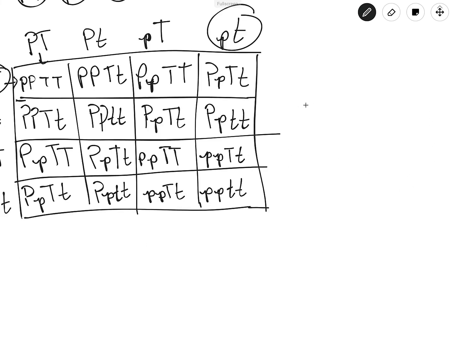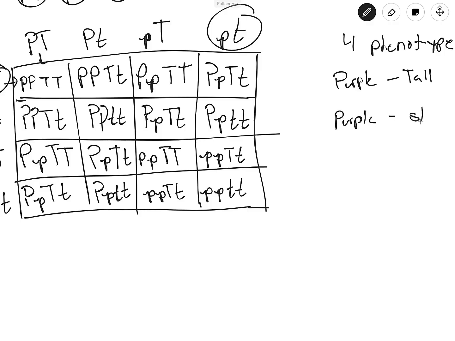When we describe these offspring, there are many different genotypes. We don't usually talk about the genotype ratio of a dihybrid cross. However, there are 4 possible phenotypes. A plant can be purple and tall. Those are the two dominant traits. A plant can be purple and short, so purple being dominant, short being recessive. A plant can be white and tall, or a plant can be white and short.